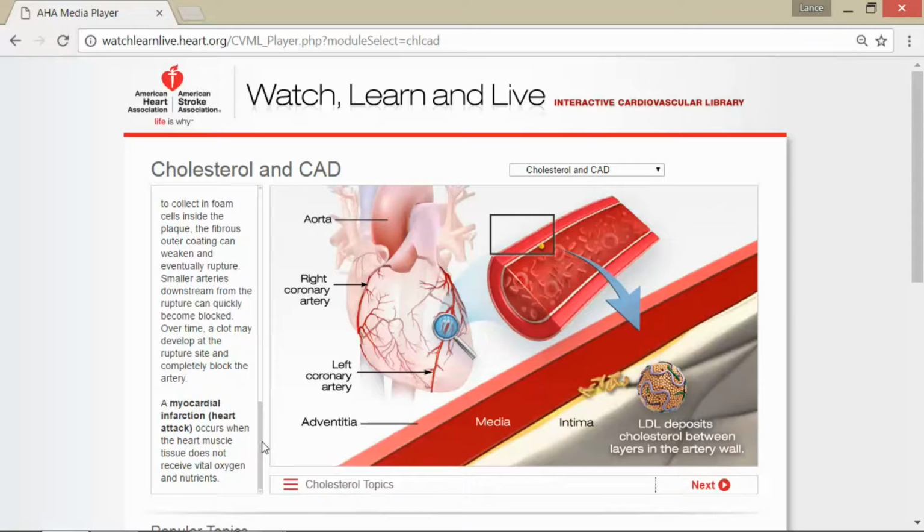And you can see here a diagram of the aorta, the right coronary artery, which is very important, and the left coronary artery, which is also very important. There are some really interesting layers of the artery wall here, the media and the intima. What the LDL is doing, as in this zoomed-in picture, is depositing cholesterol between the layers of the artery wall, which is not good.